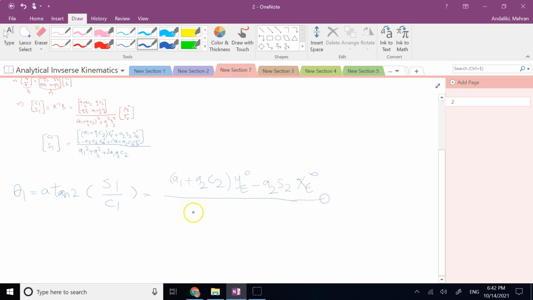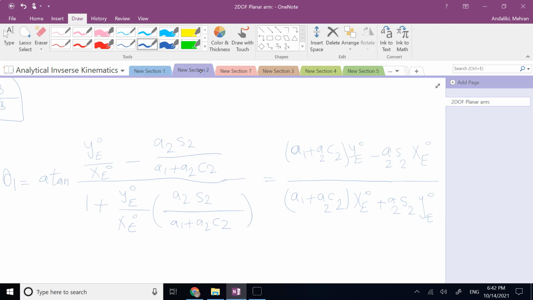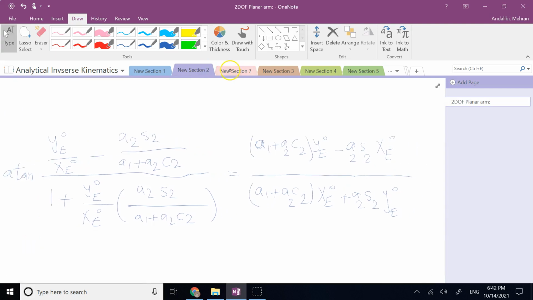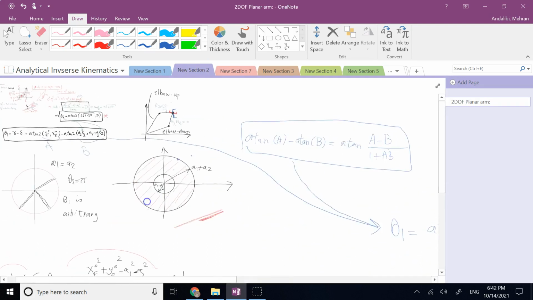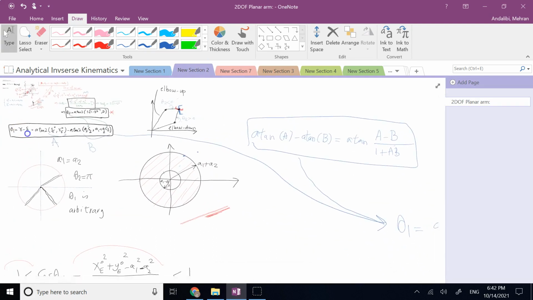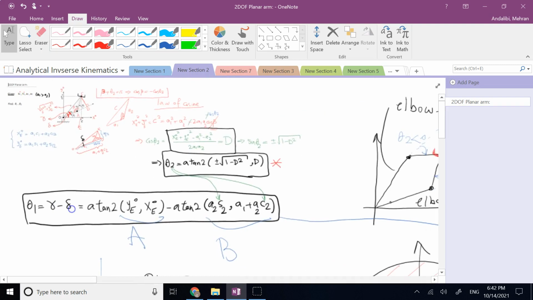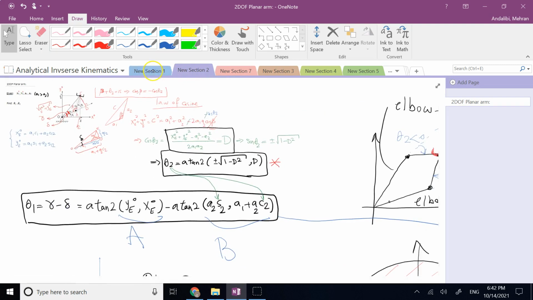Let me just write it for you. Right? So here gives me the exact formula as the other one. So I could solve it both geometrically and by pure math. I could look at all different possibilities of inverse kinematics.